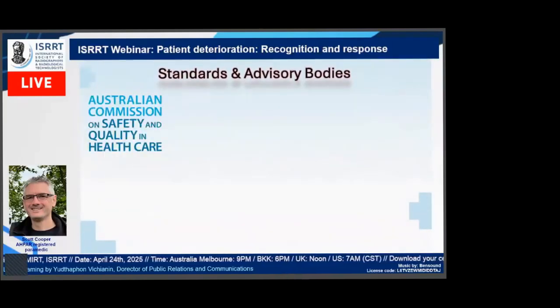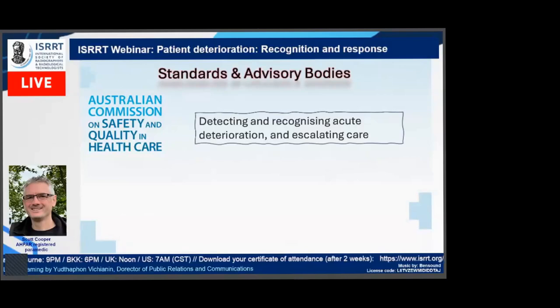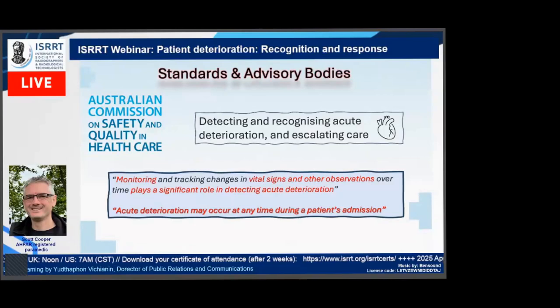So there's a number of standards and advisory bodies in Australia that we can turn to who do actually provide some advice on what patient deterioration detection looks like and what methods we can use to actually detect it. One of them is obviously the Australian Commission on Safety and Quality in Healthcare. When it comes to detecting and recognising acute deterioration and escalating care, their statement is that monitoring and tracking changes in vital signs and other observations over time plays a significant role in detecting acute deterioration. And acute deterioration may occur any time during a patient's admission, which is very important to remember, because it could be during the time that they're in the medical imaging department.